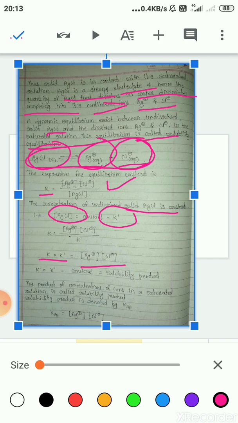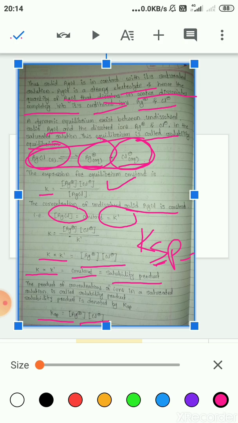So by rearranging the equation, K into K dash is equal to concentration of Ag+ into concentration of Cl-, and we can write a single constant, which is called the solubility product for the equation, and the solubility product is denoted by KSP. K constant, S solubility, P product. So constant of solubility product, or we can simply say solubility product. So we can write the equation KSP is equal to concentration of Ag+ into concentration of Cl-.